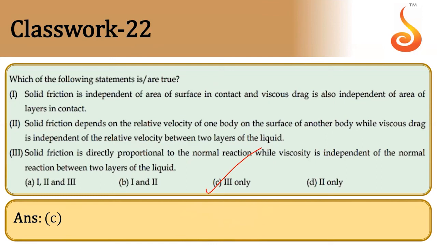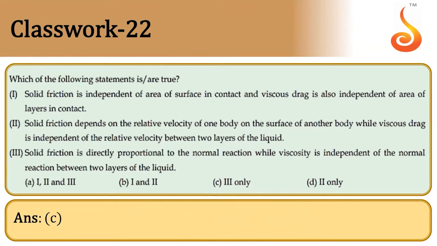Formula of viscosity. Force on a flat surface is eta A dV by dx. For viscous force on a spherical object, it is 6 pi eta R V. 6 pi eta R V, for a spherical object.